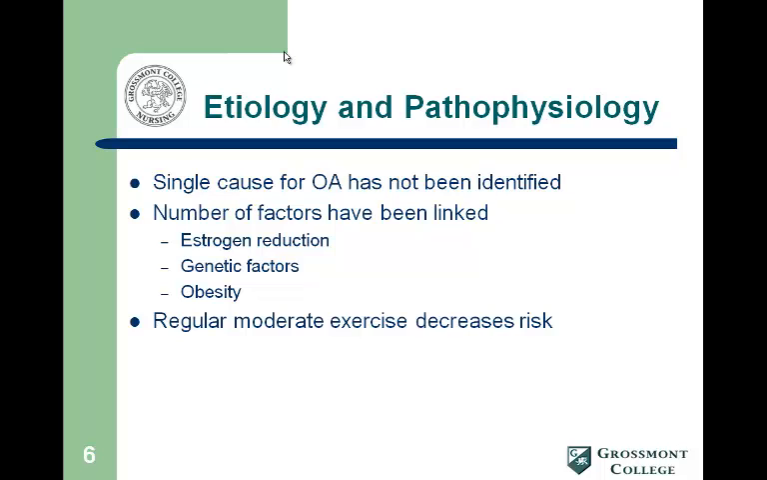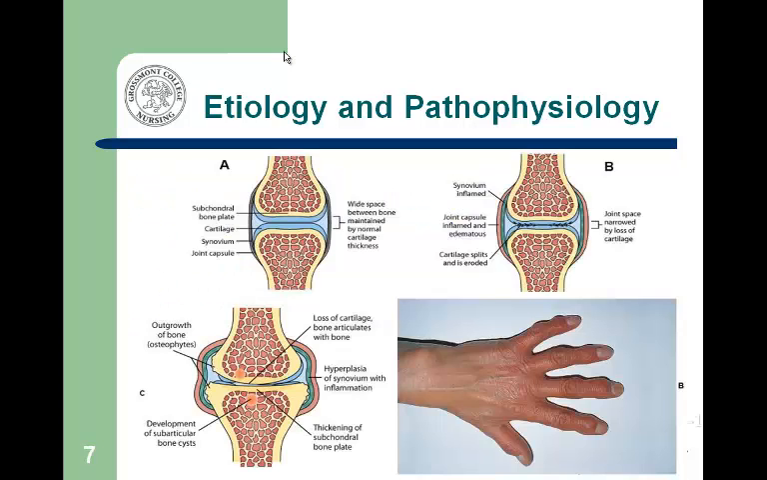So there is no single cause that's been identified, but obesity is a risk factor, as well as reduced estrogen and other genetic things. But extreme overuse from athletics and things like that is a big risk factor as well. But that's why we say regular, moderate exercise decreases the risks. That just kind of keeps people in line and shape.